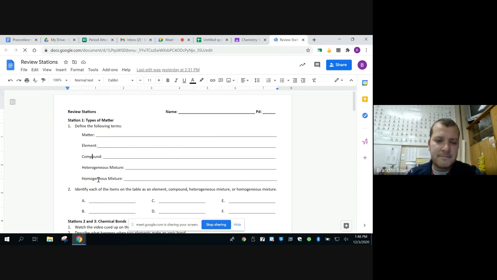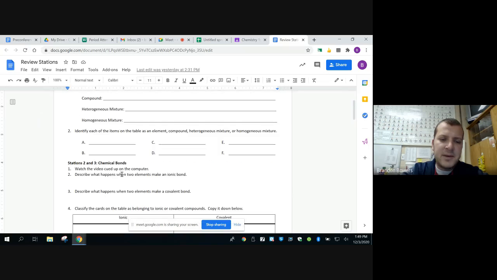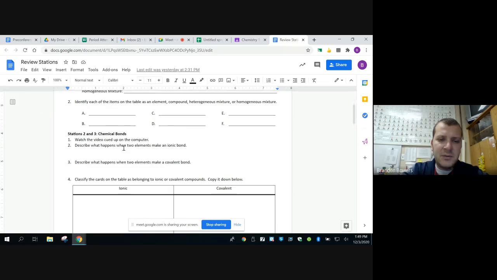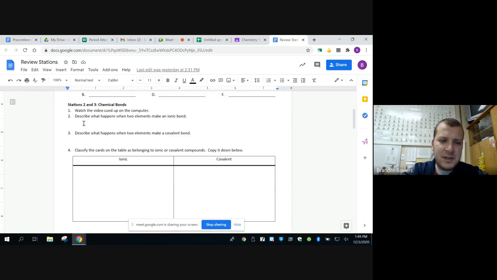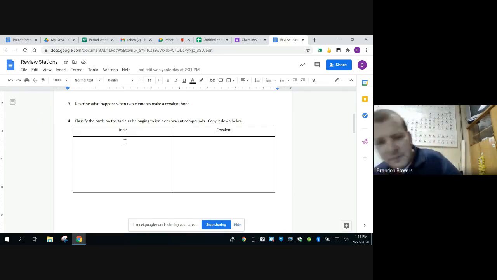Okay. You can skip number 2. I had a few things on a table. All right, so 2 and 3. Hopefully you were able to watch those videos. Number 2 down here says, what happens when two elements make an ionic bond? They transfer electrons. And when two elements make a covalent bond, they share. Okay, so number 4 says, classify the cards on the table as belonging to ionic or covalent compounds.